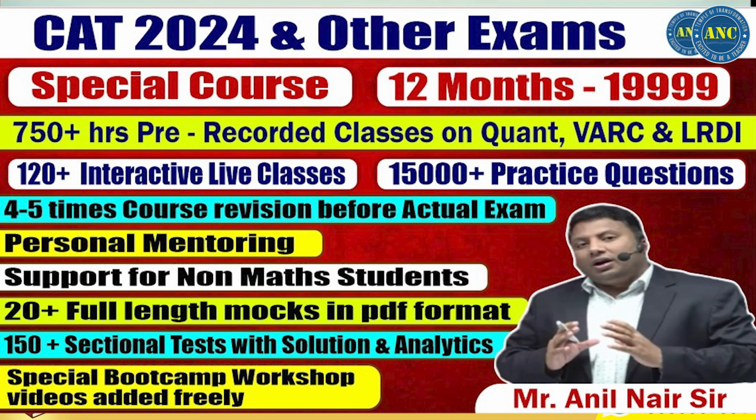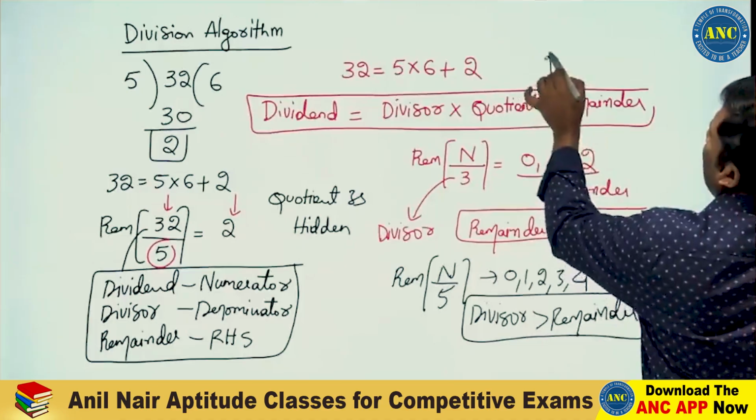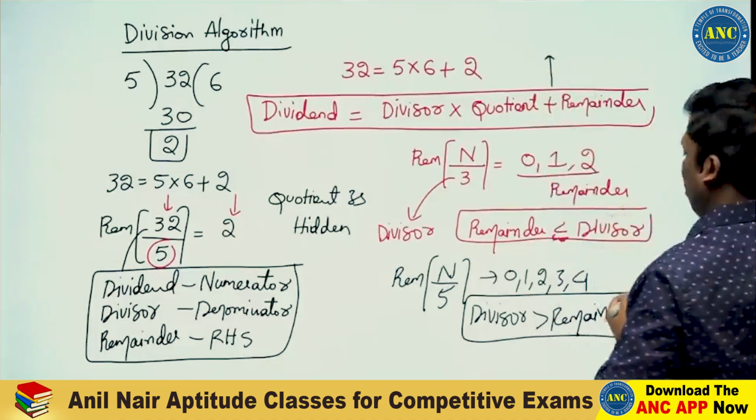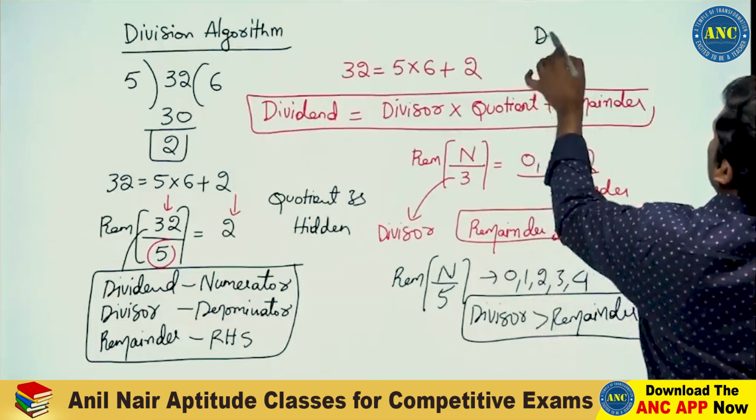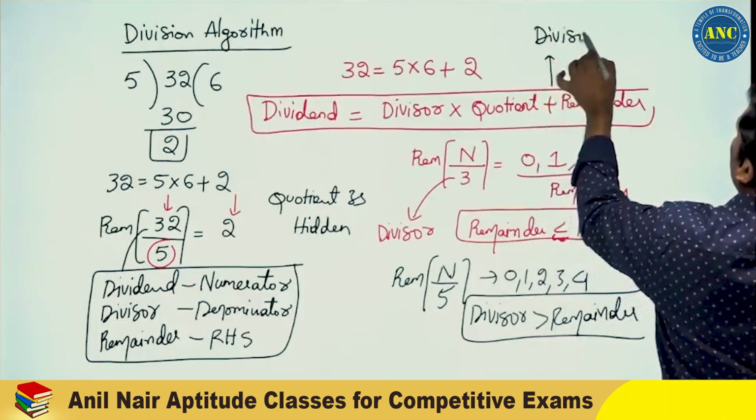This is most popularly called the division algorithm: dividend equals divisor into quotient plus remainder, where divisor is greater than remainder.